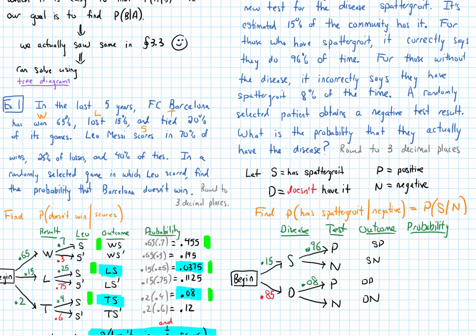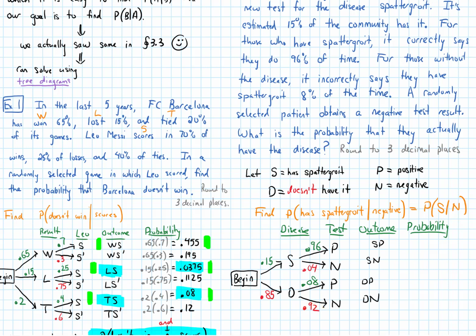Okay. So really pause the video if you have questions about, wait, why is this going to P and not to N? That's really important for this question. So now these missing probabilities will be 0.04 here and 0.92 here.